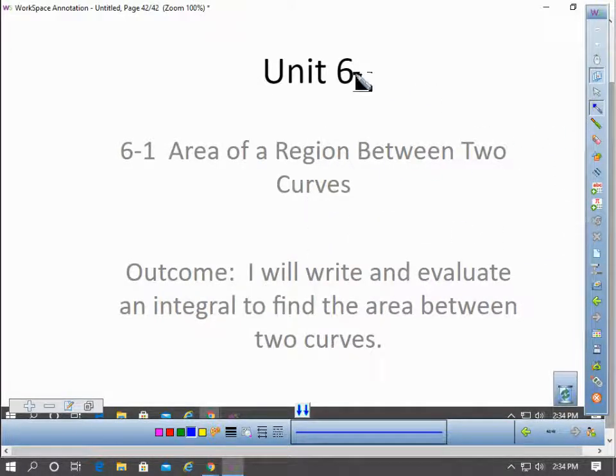All right, so in Unit 6, this is Unit 6 from last year. It is not Unit 6 from this year. This is Chapter 6 from your old textbook from last year. It's the area of the region between two curves, 6-1. I will write and evaluate an integral to find the area between two curves. So we're going to be using integrals, and we're going to be finding area between two curves.